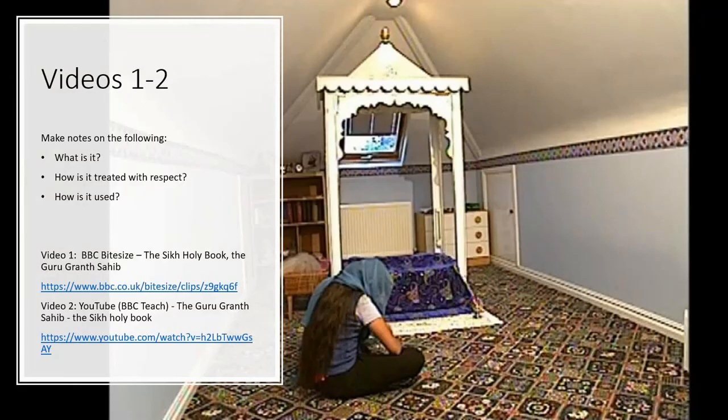Now I appreciate me talking through these points are not necessarily going to bring it to life, so I've prepared 2 videos here. Hopefully so far you will have made some notes on what it is, how it is treated with respect, and how it is used onto page 3 of your worksheets. If you need to go back, you can, and if you need to pause, you can. But once you're ready, I'd like to introduce you to video 1, which is from BBC Bitesize, and a little girl will take you through how the Guru Granth Sahib is a central part of family life, having a room at the top of the house, which you can see in the image there.